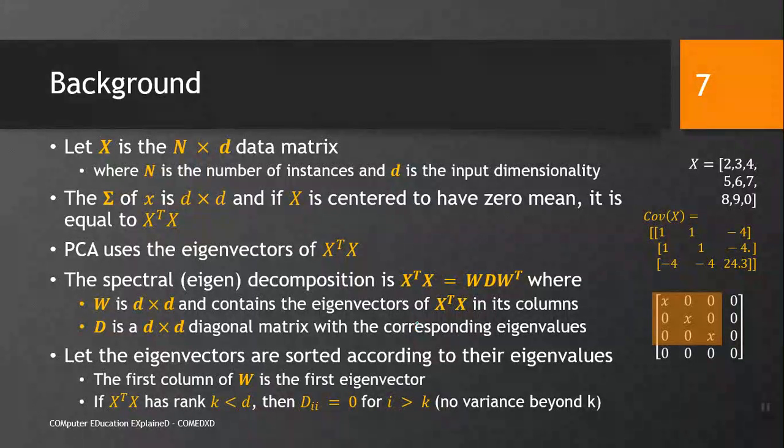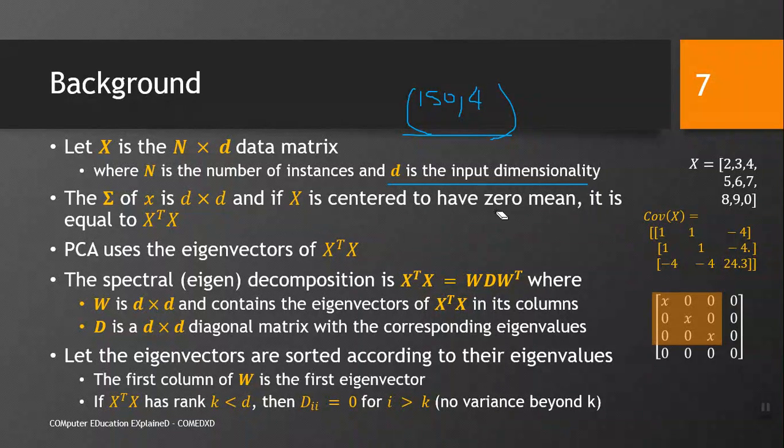Let X be the n cross D matrix. For example, if we work with the iris flower data set, we have this 140 into 4 matrix data set, which means there are 140 examples and there are 4 features for each example, where n is the number of the instances and D is the input dimensionality. Let the covariance matrix of X also be D dimensional. We have already studied that if there are D dimensions in our data, then the covariance matrix would be D by D, D cross D.